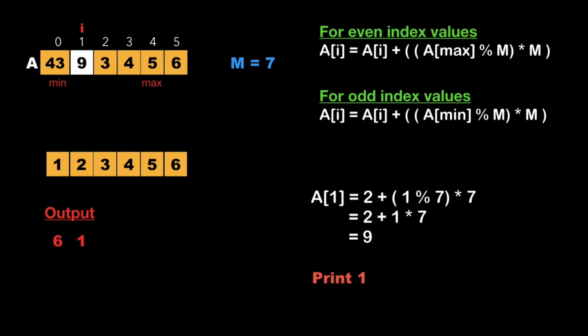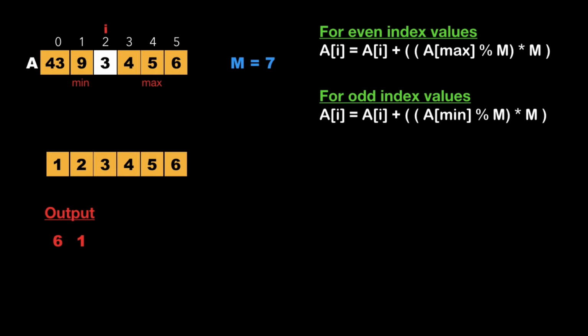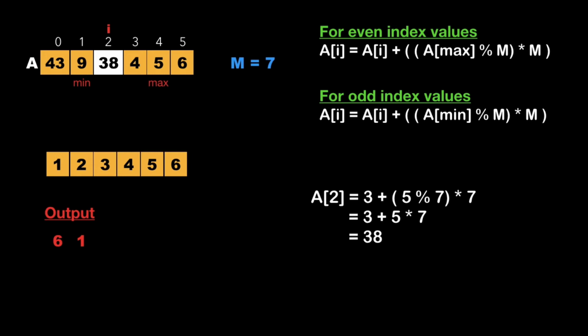So we got the first largest and first smallest element. Now let's move further by incrementing the value of i and min as well. So now i points to the memory location 2, which is an even value. Therefore we make use of the first formula and calculate the value of a of 2 as 3 plus 5 mod 7 into 7. So the value of a of 2 will be 38. Let's update the contents of a of 2 as 38 and then print 38 divided by 7, which is 5. So 5 is our second largest element and now we will print 5.